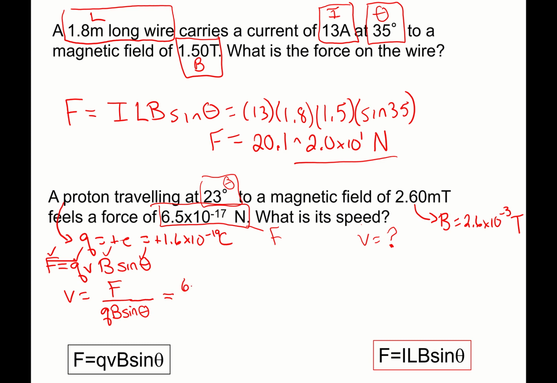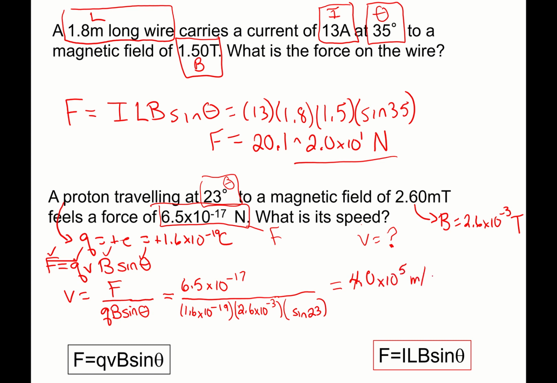So F is 6.5 times 10 to the minus 17. And I'm going to divide by Q, 1.6 times 10 to the minus 19. Times B, 2.6 times 10 to the minus 3. And sine of 23 degrees. When you put this into your calculator, make sure you're using lots of brackets in the denominator or you'll get this wrong. I get a speed that's quite large, 4.0 times 10 to the 5 meters per second.